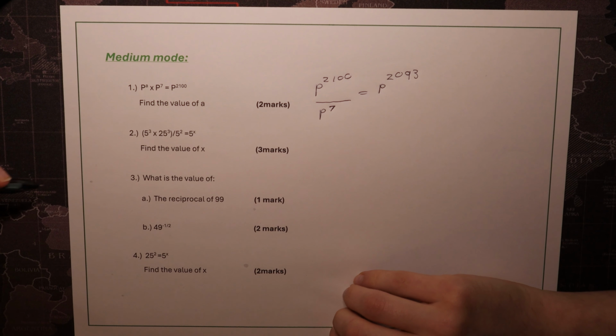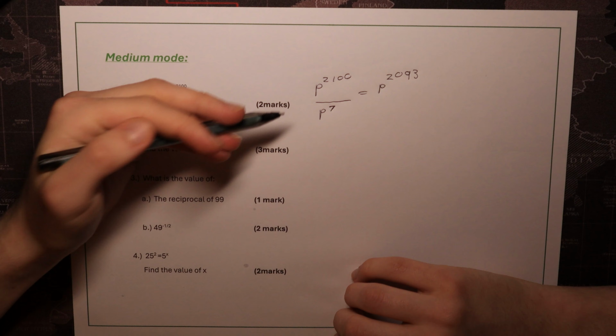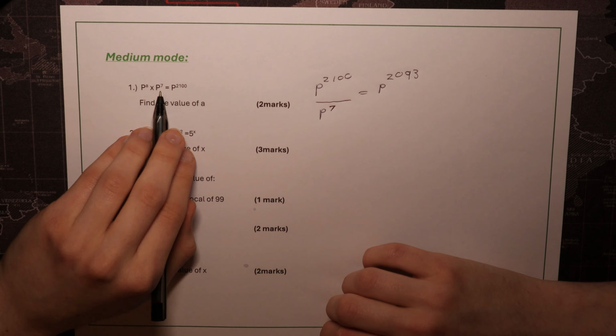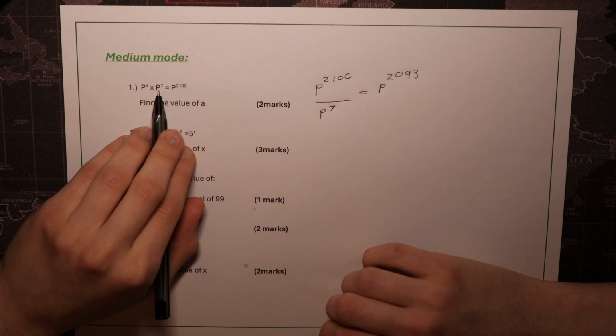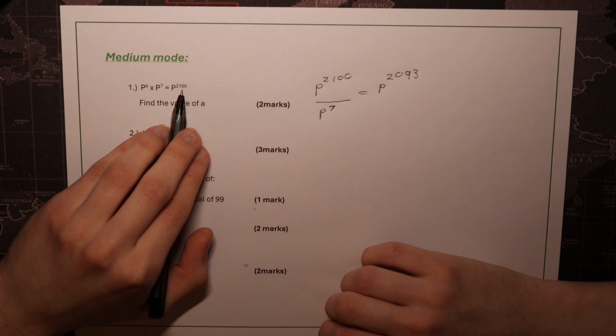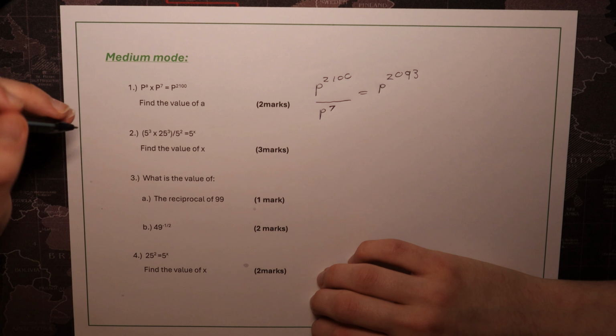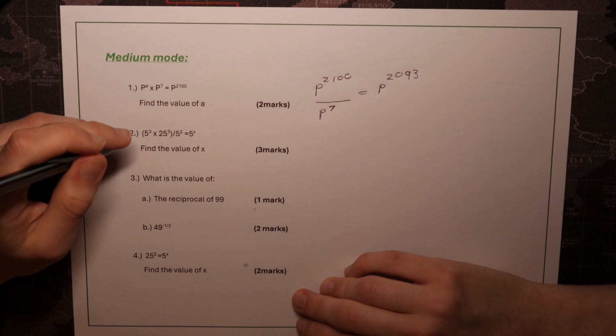So that's your 2 marks. Look how simple it is. So where the mark scheme gives you marks is by converting your times by p to the power of 7 to divide by p to the power of 7, and then doing the physical calculation after that point. Now, next thing is question 2.